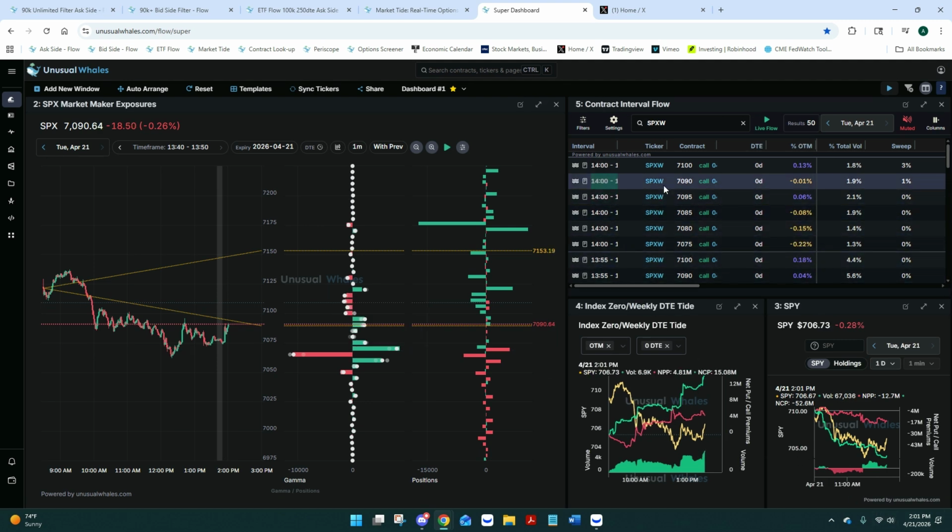We are getting a lot of 0 DTE calls coming in here, so it wouldn't surprise me to see a small run up to at least maybe that 70.95. Again, we'll see that update in about a second. I'm looking at some charts down here as well, and that 0 DTE tide is looking a little bullish as well.